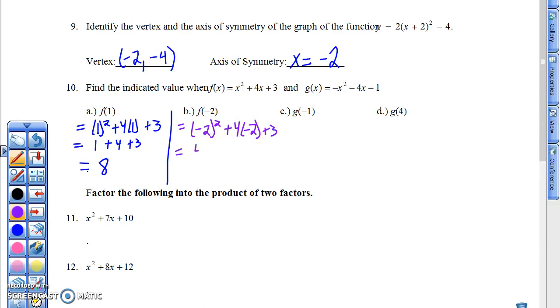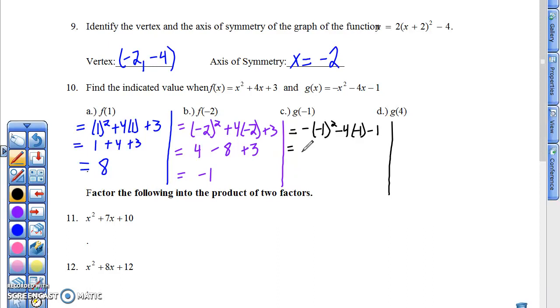Negative 2 squared is positive 4. 4 times negative 2 is a negative 8. And then I have plus 3. 4 minus 8 plus 3 overall should give me a negative 1. Now I'm noticing function notation g of negative 1. So negative 1 is going to be my input into my g of x function. It is a negative x squared, so the negative of negative 1 squared minus 4 times negative 1 minus 1.